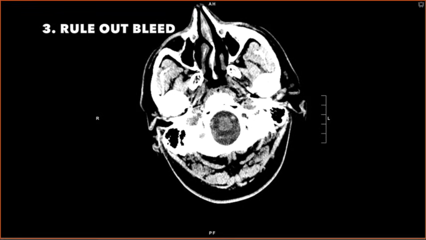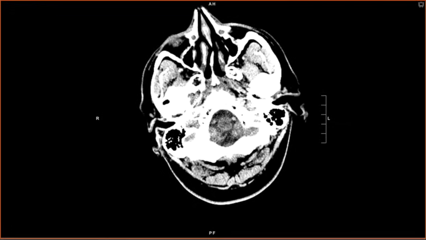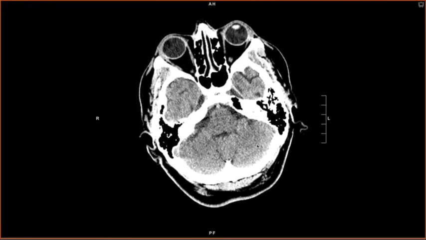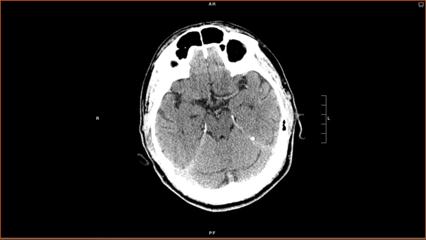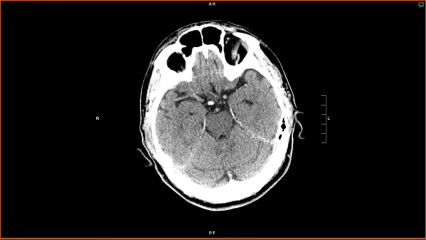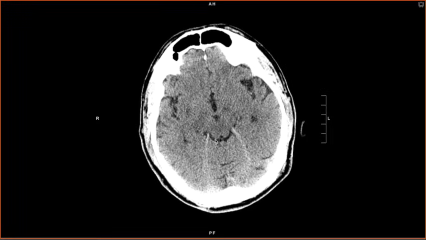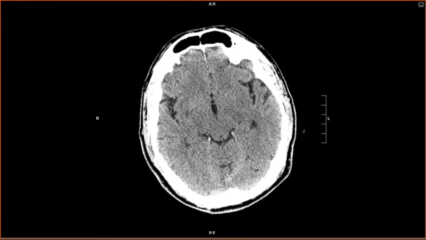Then we're going to look for signs of bleed. And we start by looking at all the CSF spaces again, but in more detail. We scroll up here looking at all the basal cisterns, including the prepontine cistern, the suprasellar cistern, the ambient cisterns, and the quadrigeminal cisterns. They're all patent. There's no hyperdensity within them.